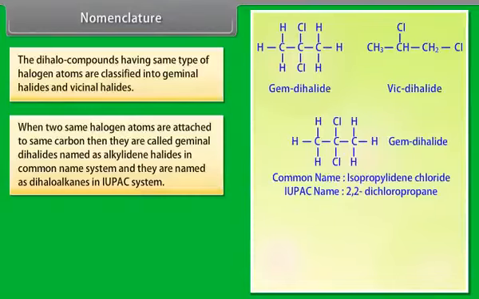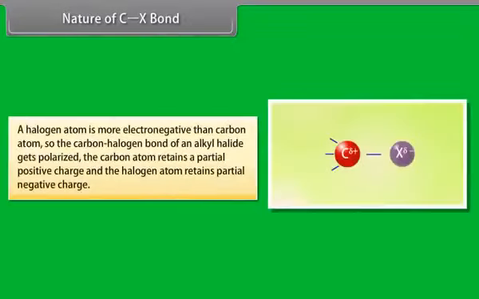Haloarenes are termed as aryl halides in IUPAC as well as common or trivial system. For dihalogen compounds, ortho, meta, para are used as prefixes in common or trivial system, but in IUPAC system, 1,2, 1,3 and 1,4 numerals are used.